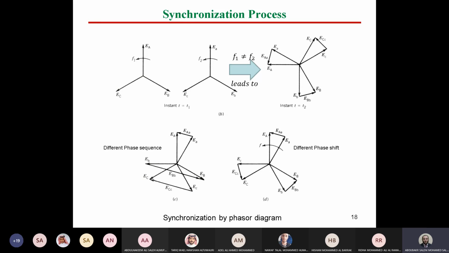However, how will the shape be if the four conditions are achieved? You will have the two sets of phasor diagrams on top of each other and moving at the same speed. This means the two sources are connected in parallel and synchronized.